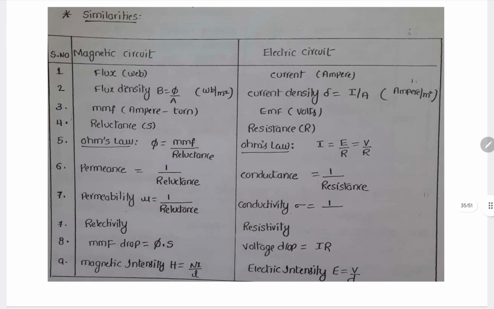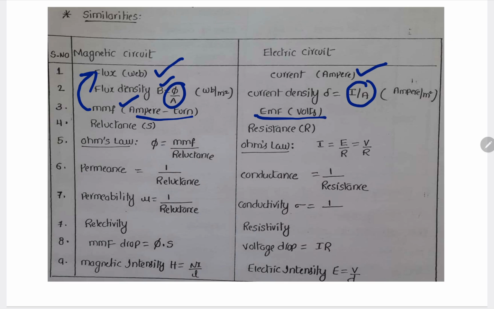And now let us see a very important table, the similarities and dissimilarities between magnetic circuit and electric circuit. In magnetic circuit, flux will be there. In electric circuit, the similar thing is current. Flux density B is equal to flux by area, and current density is equal to current by area. And MMF, unit ampere turn, will cause the flux. EMF, unit volts, will cause the current. And reluctance opposes the flux, and resistance will oppose the current.